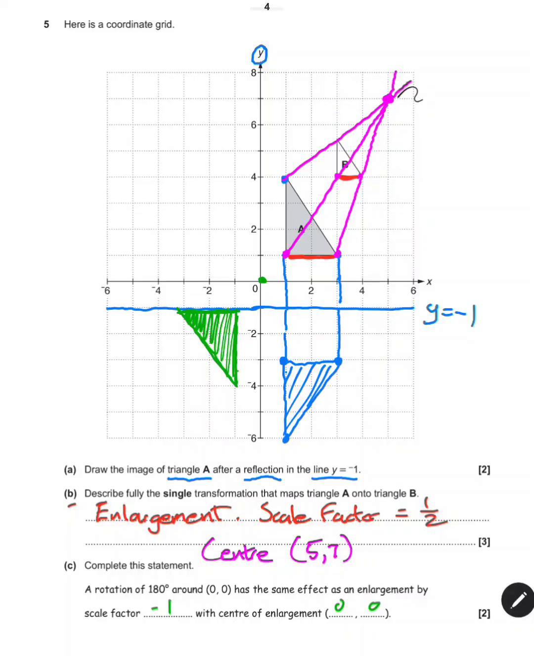If I do the same thing I did up here, pick that point, connect them together, pick that point, connect them, this point and this point, connect them, you'll see all 3 lines go through 0, 0. So that's why my centre is 0, 0. The -1 scale factor is this perfect reversing, if you like. It's called an inversion. So that's your scale factor, -1.